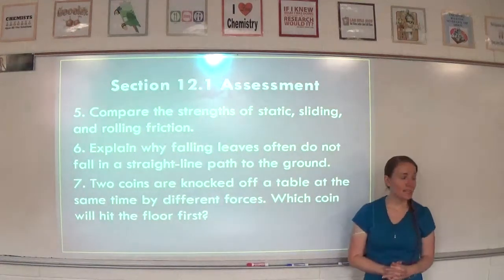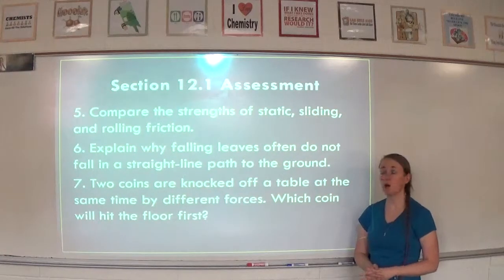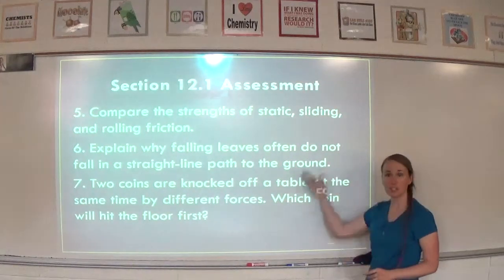Alright, so that is section 12.1. Hopefully now you understand about friction and forces.